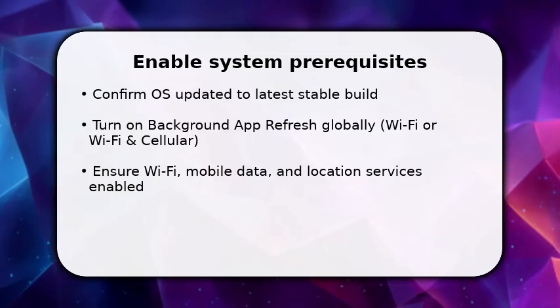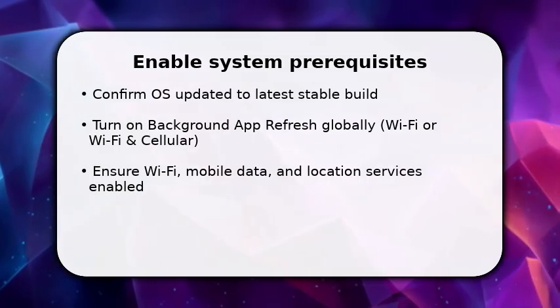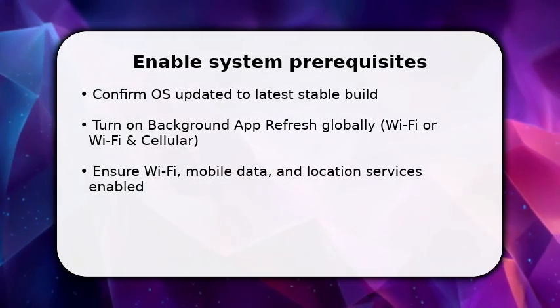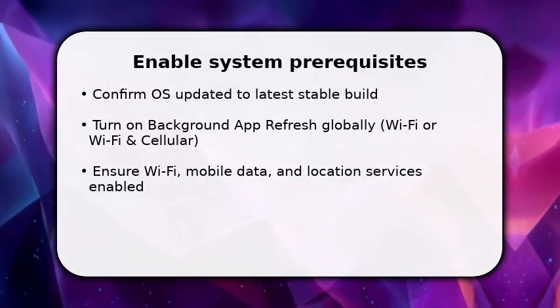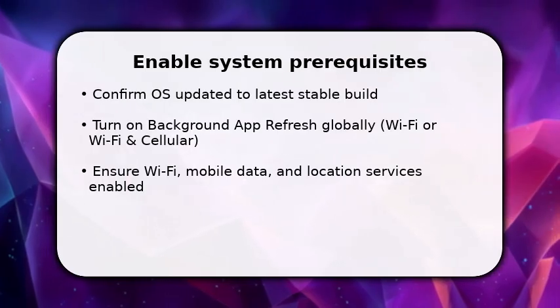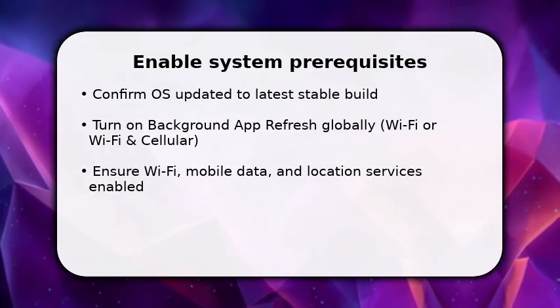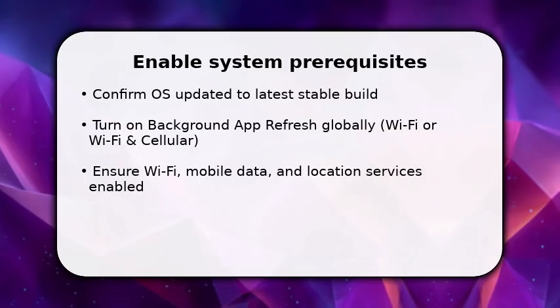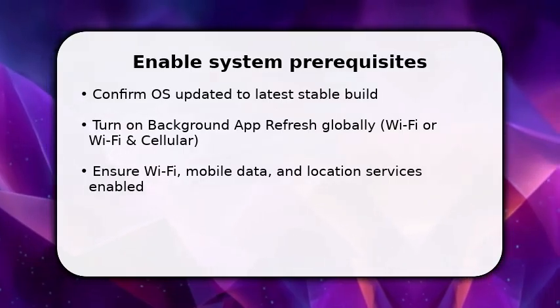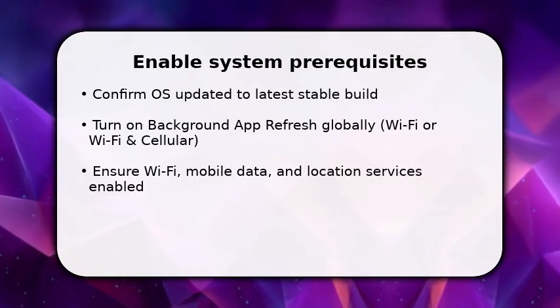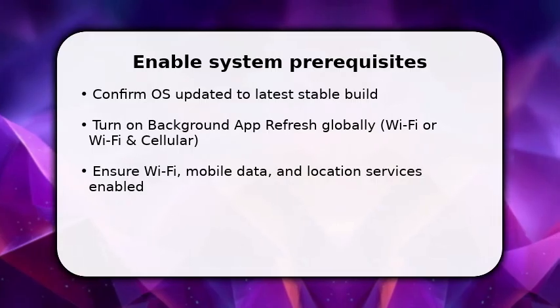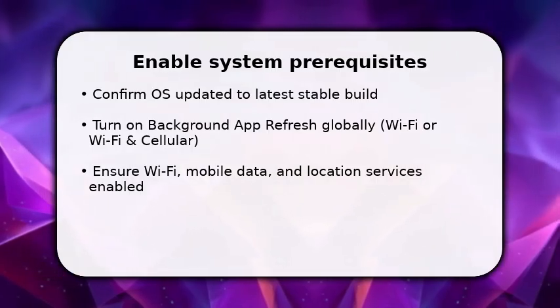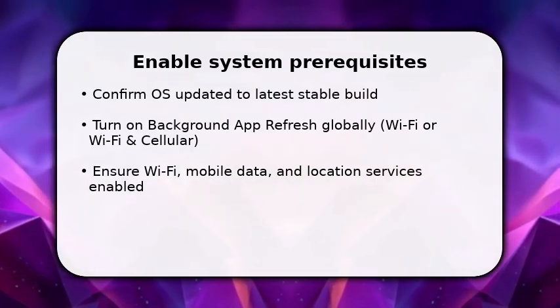Enjoy the video. You'll start by making sure the system prerequisites are set. Go straight to Settings and update the OS if needed. Once done, enable Background App Refresh globally and choose Wi-Fi or Wi-Fi and cellular depending on your plan. Make sure Wi-Fi and mobile data are active and that location services aren't blocking network access. You do this now so individual apps can request refresh. Without these basics enabled, per-app changes won't work.